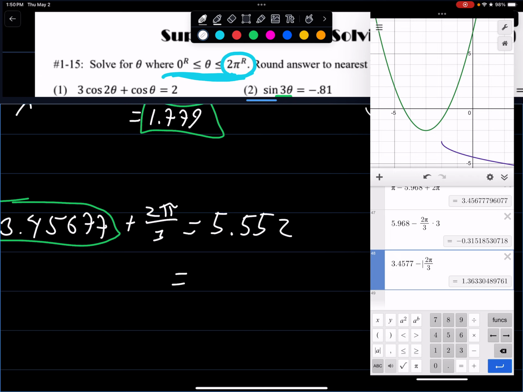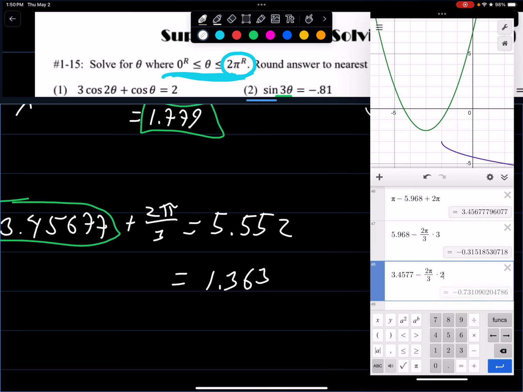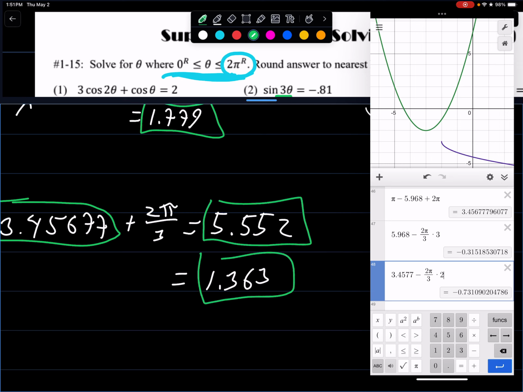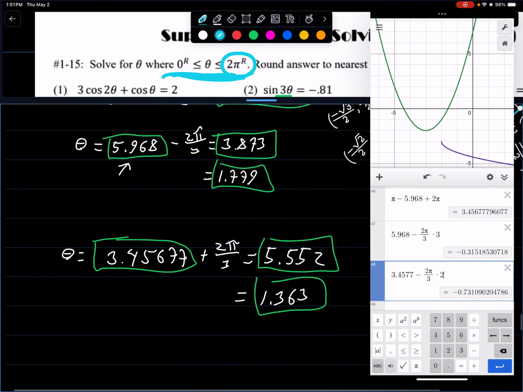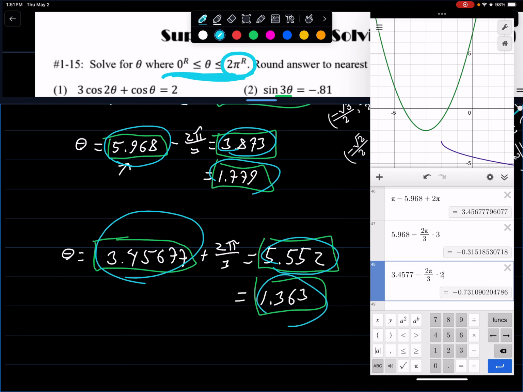We get 1.363. And just to show, if we try to subtract another 2 pi over 3, we would get negative. So that's outside of our range. These are the other 2 solutions. So here we have all 6 of our solutions. Or this one, this one, this one, this one, this one, and this one.